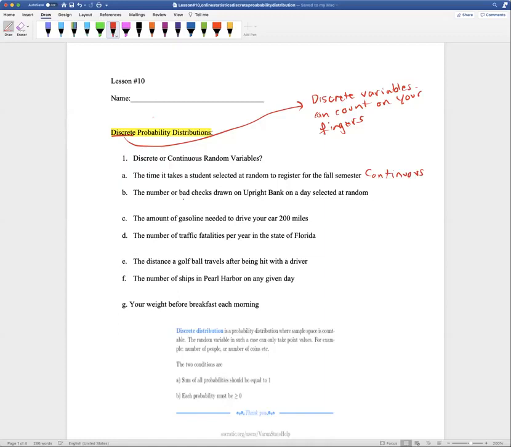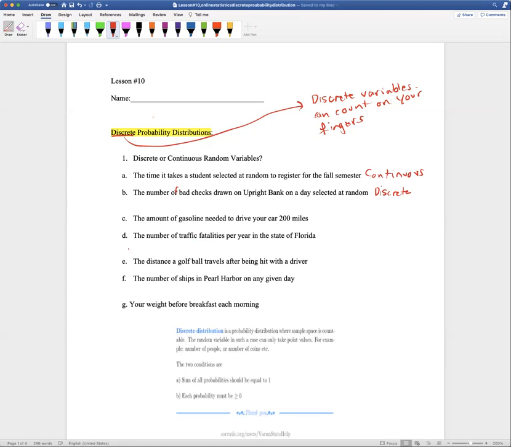The next example, the number of bad checks drawn on Upright Bank on a day selected at random. So the number of bad checks that are drawn, that's going to be discrete. You can count them. We counted 30 bad checks or 200 bad checks or 199 bad checks or 0 bad checks. So these are all numbers that you could count with your fingers, assuming that you had a lot of fingers. We don't need a scale to measure it. It's something we can count, so that's discrete.